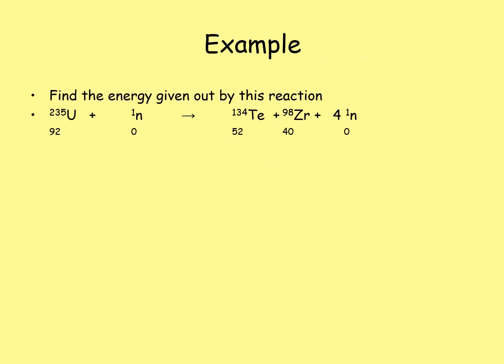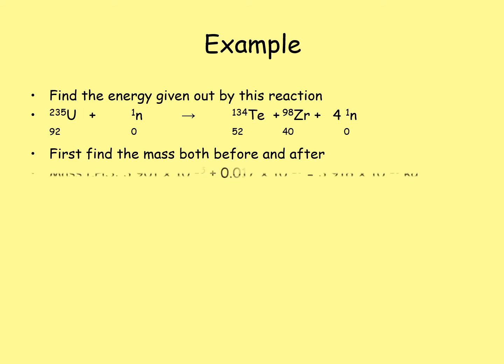So in this example, we're asked to find the energy given out by this reaction, where we have uranium, which is stimulated with a neutron, producing beryllium, zirconium, and 4 neutrons. The first step is to find the mass before and after. So we talk about the left-hand side and the right-hand side of the equation. The mass of the left-hand side is the mass of the uranium plus the mass of the neutron, equals 3.918 times 10 to the negative 25 kilograms.